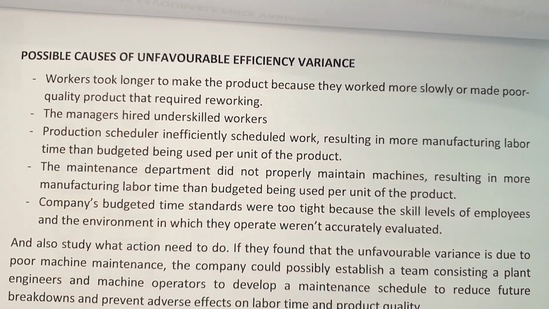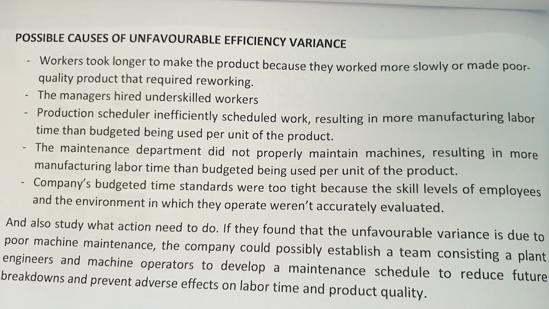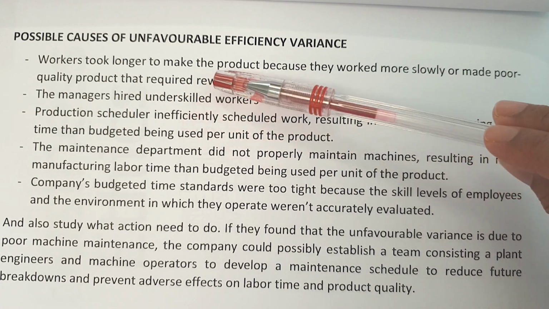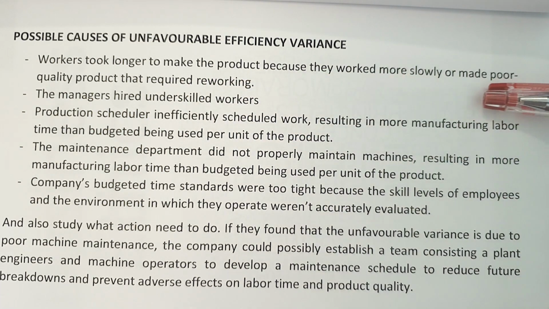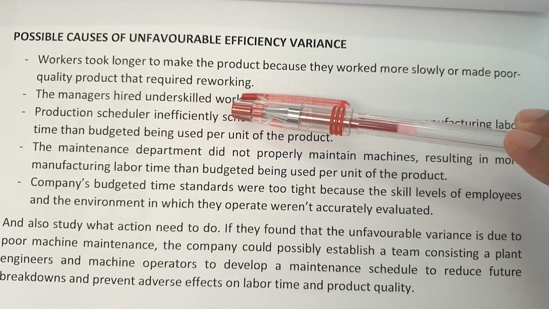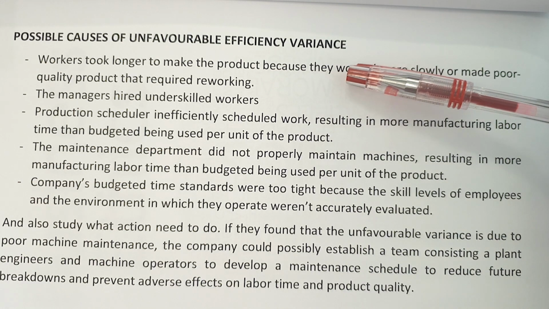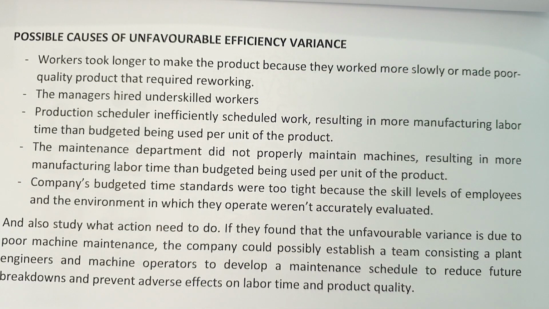So here are the possible causes of unfavorable efficiency variance. As a management accountant, we have to check whether workers took longer to make the product because they worked more slowly or made poor quality products that required reworking. This is something that possibly leads to the unfavorable efficiency variance. Workers took longer possibly because they work more slowly. We don't know, possibly the quality of the material is lower. That's why the workers need more time to work with the material. It is also possible to be like that.